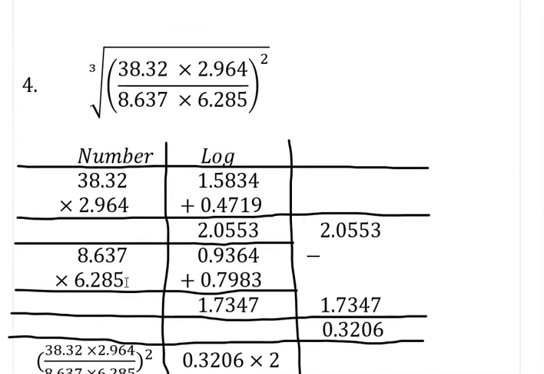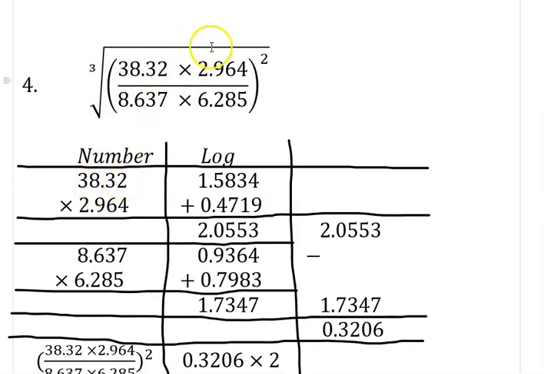Awesome. Here we are. Question number 4. We have 8.32 times 2.964 all over 8.637 times 6.285, all square, then all cube roots. So you take it one after the other. We'll take these two numbers first.